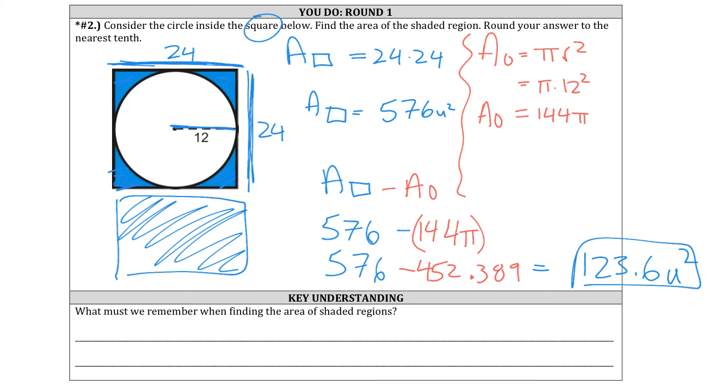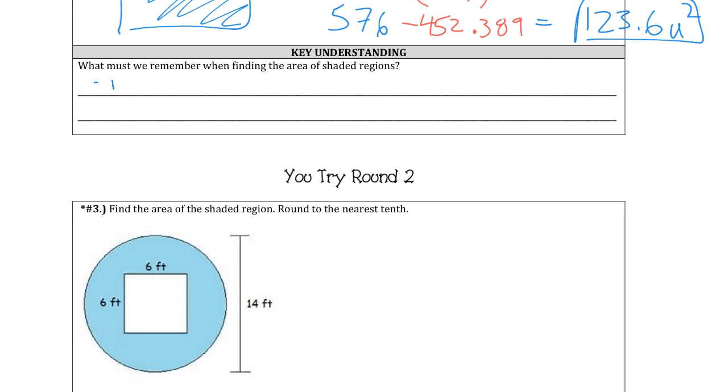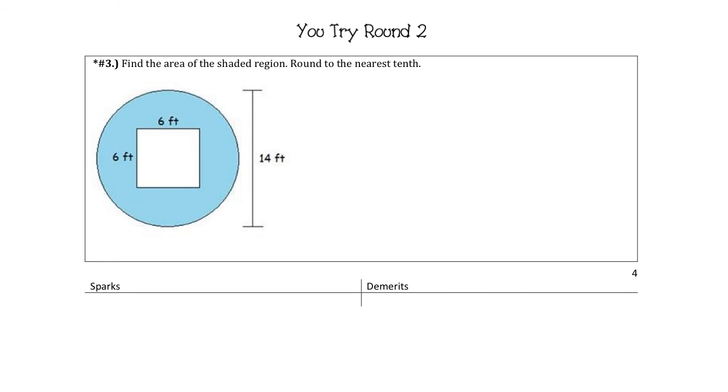So some key things to think about when we're doing complex area problems. You might need to find the area of multiple shapes. So we might do circles, squares, rectangles, all those types of things. And if we're doing areas of multiple shapes, we might have to add, subtract, multiply, or divide the areas. Depends on the question. The one above, we use subtraction. So you can try round 2. I'll just show you this answer since it's right here in case you missed class.